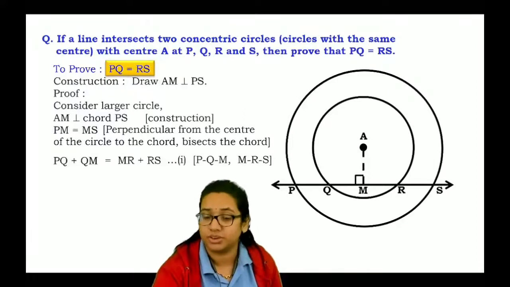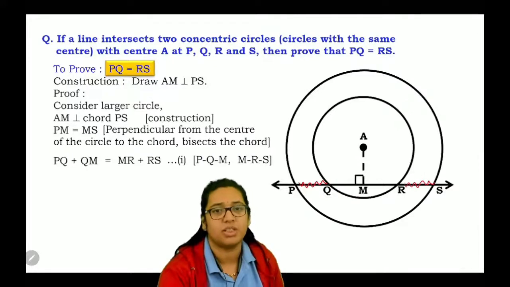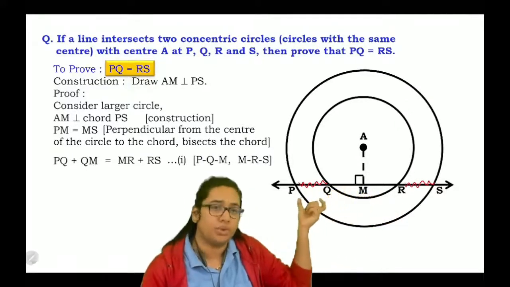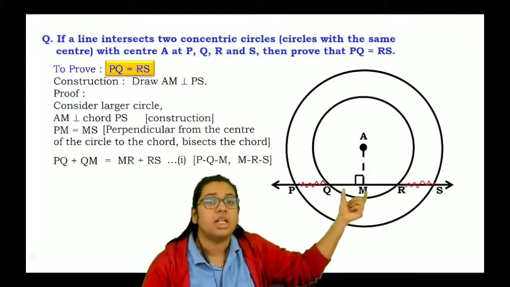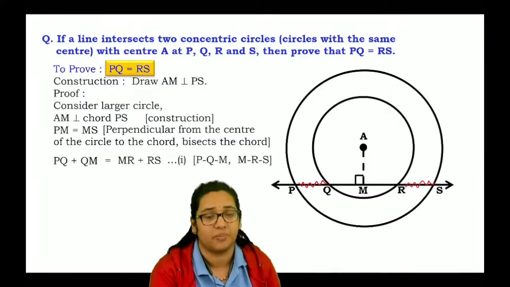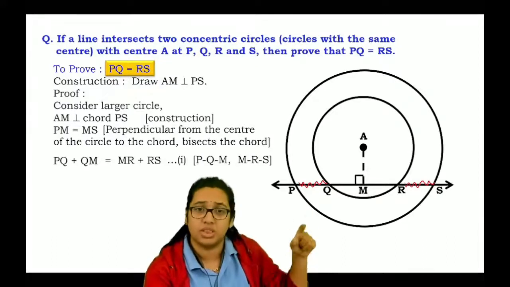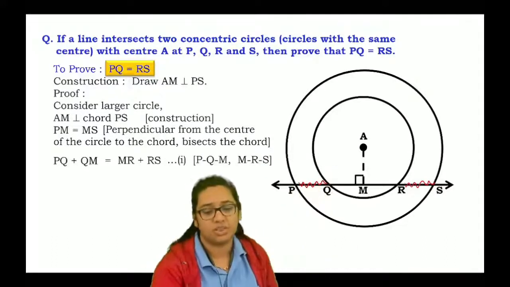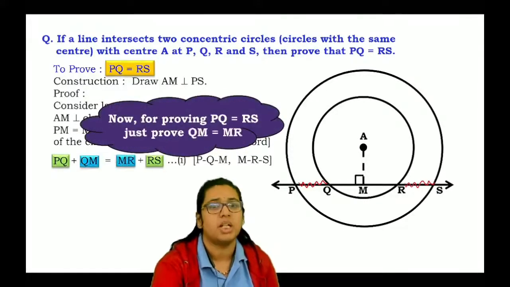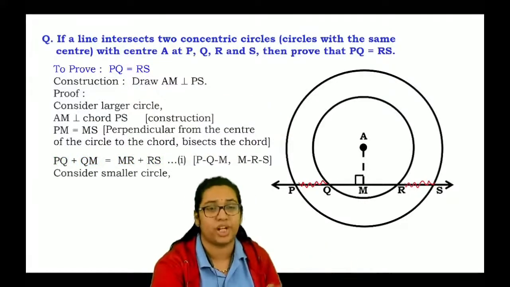Now for the next part, we just have to comment on this part, PQ and RS. It means that if we can easily say that QM and RM are equal, then we are done with this part. There were two concentric circles, and we have only used this theorem for the larger one. If we can prove that QM is equal to RM, then we can just cancel it out, so you will get your requirement.